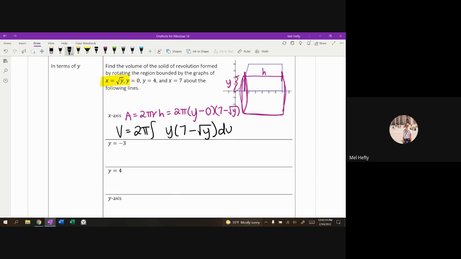What are our bounds? Good. 0 to 4, not 0 to 7. We're working in terms of y, so we need to go up and down. Again, you can still use that pencil trick. Lie your pencil along the height, the thing in your region, slide it up and down. You should be going between 0 and 4. All right, let's adjust.